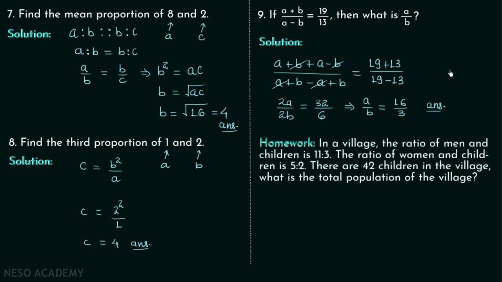Now it is time to move on to our final problem of this lecture, which is the homework problem. In this problem there is a village and the ratio of men and children in the village is 11:3 and the ratio of women and children is 5:2, and there are 42 children in total in the village and we need to find out the total population of the village. So this is the homework problem.